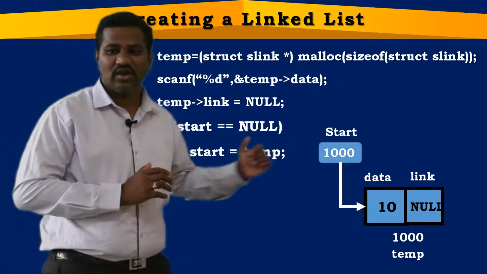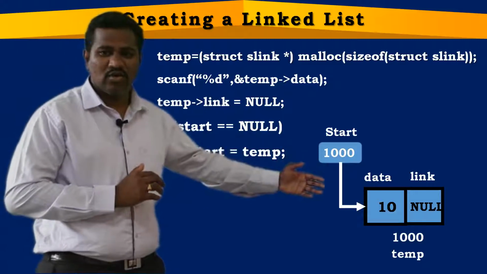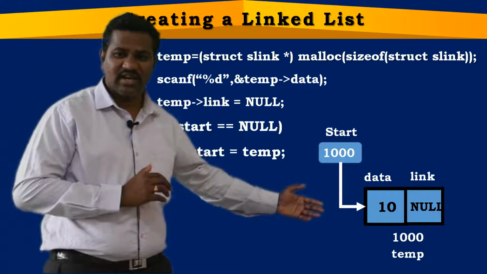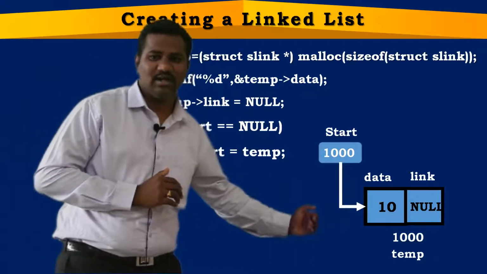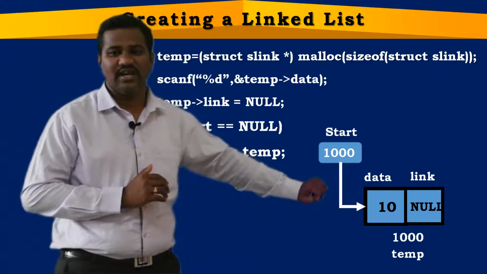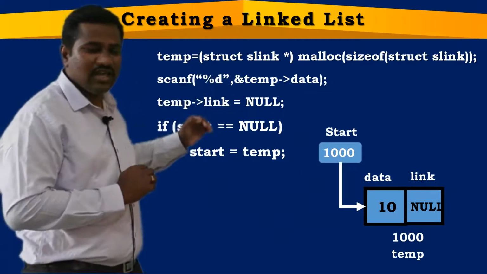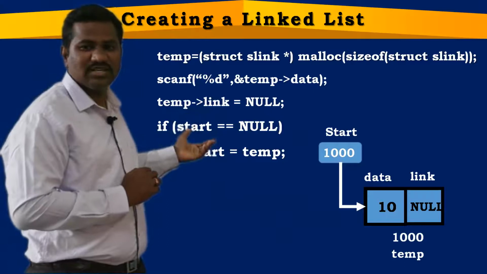First we'll be creating one node. For that node we are allocating a block of memory with a data part and a link part, accepting the data part and storing that address in temp. This is how the first node is created. And if I want to know whether it is the first node or not, in the condition I'm checking start equal to null or not.